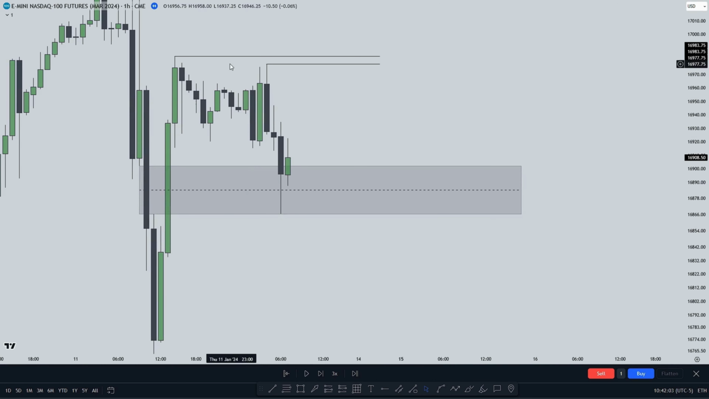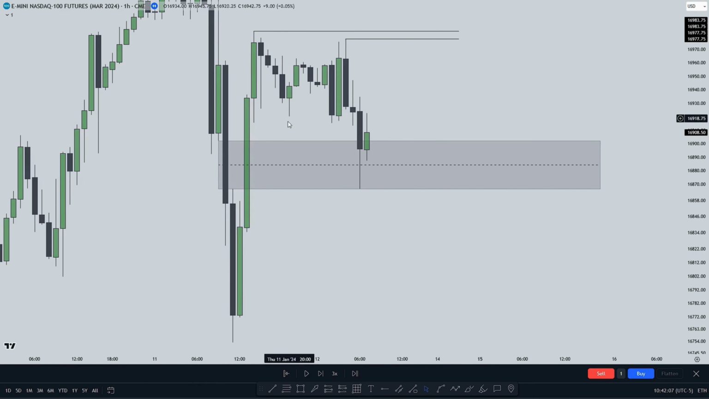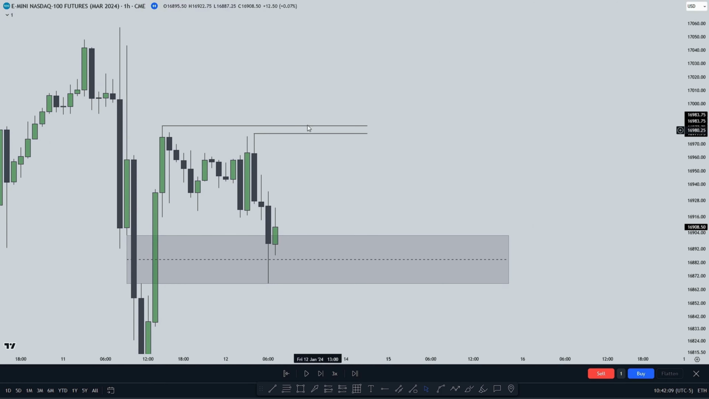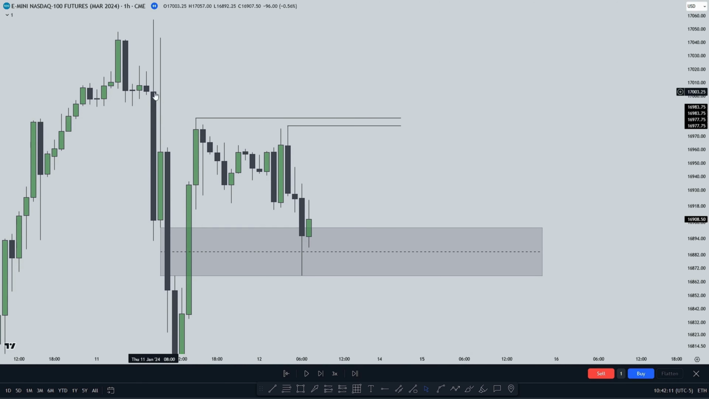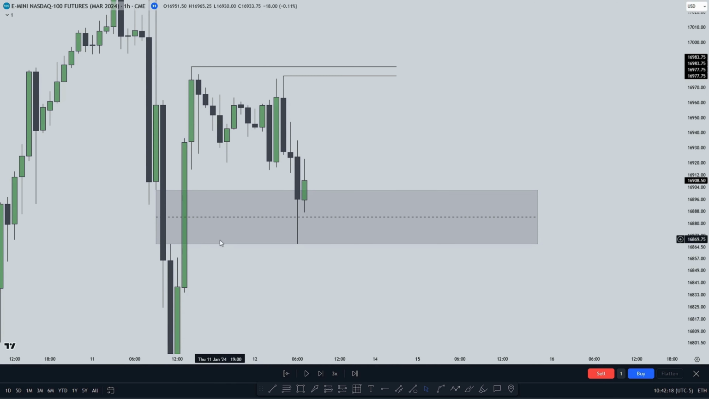So we see price makes a retracement down into this inversion value gap within the value gap, leaving these equal highs up here. So this would most likely be where price is going to go. So this is our draw on liquidity. So now we would anticipate a reaction off of this inversion value gap.